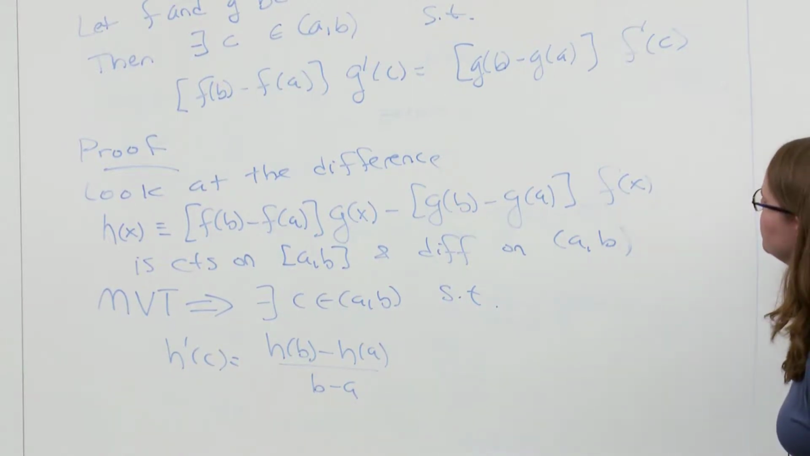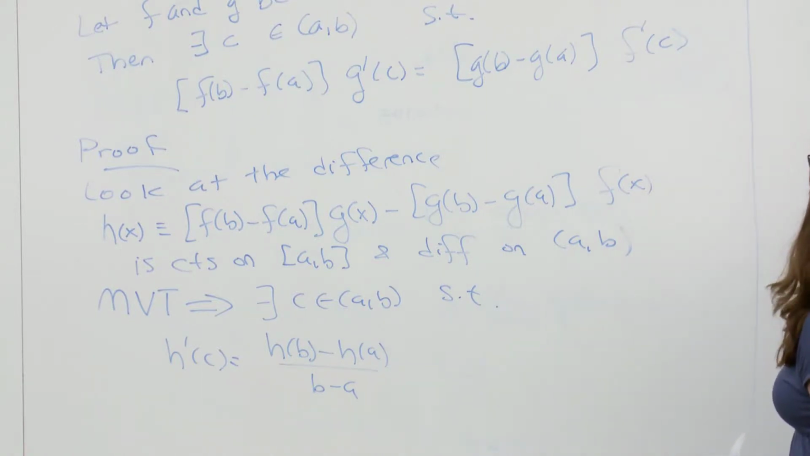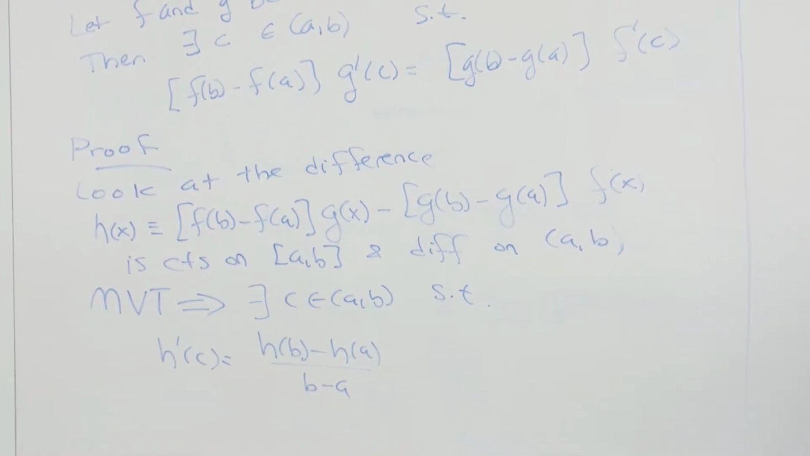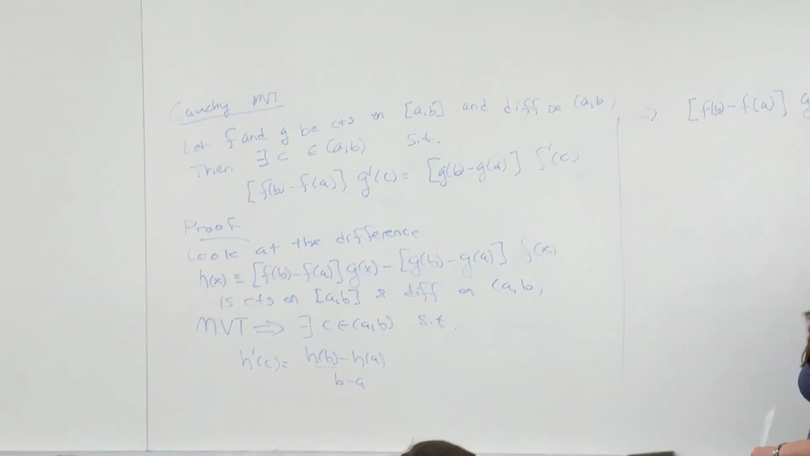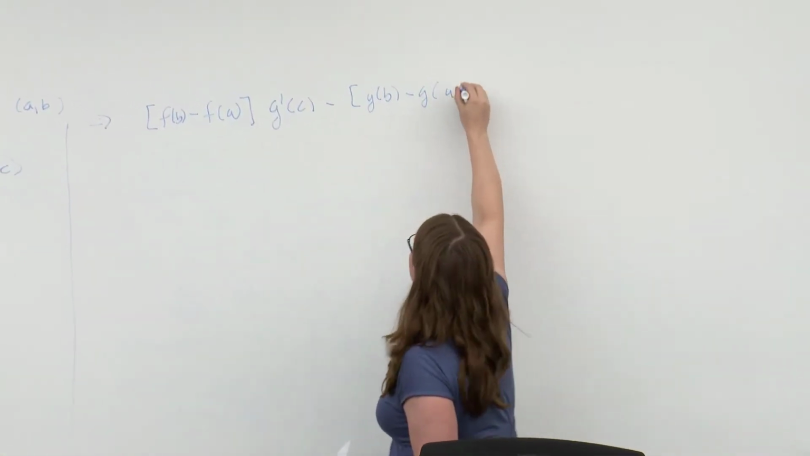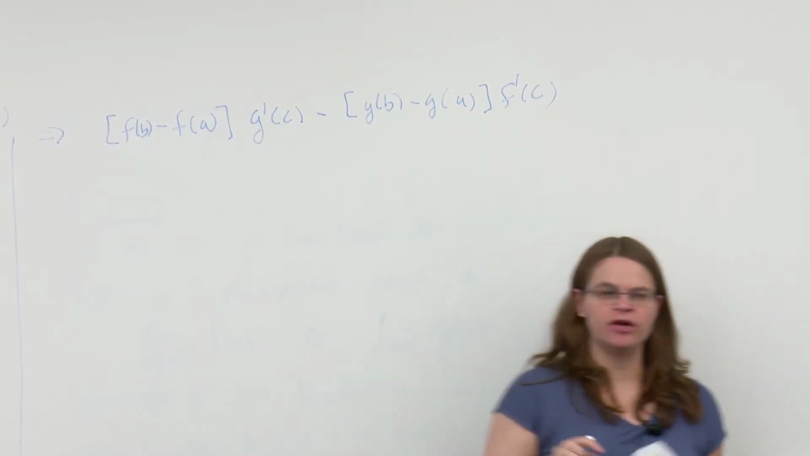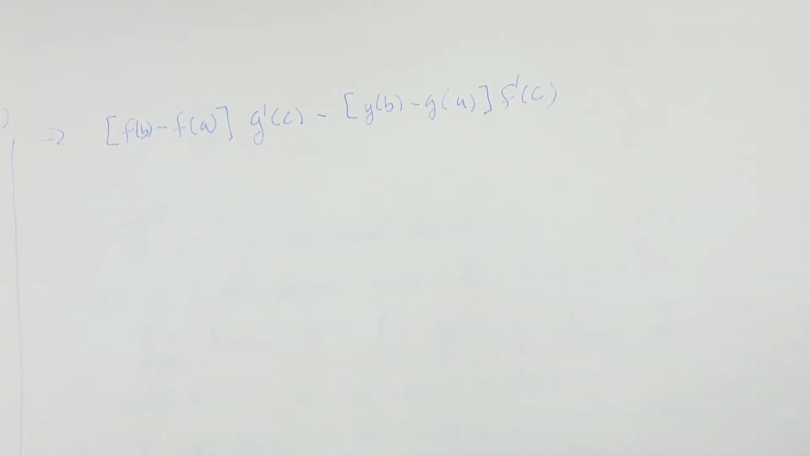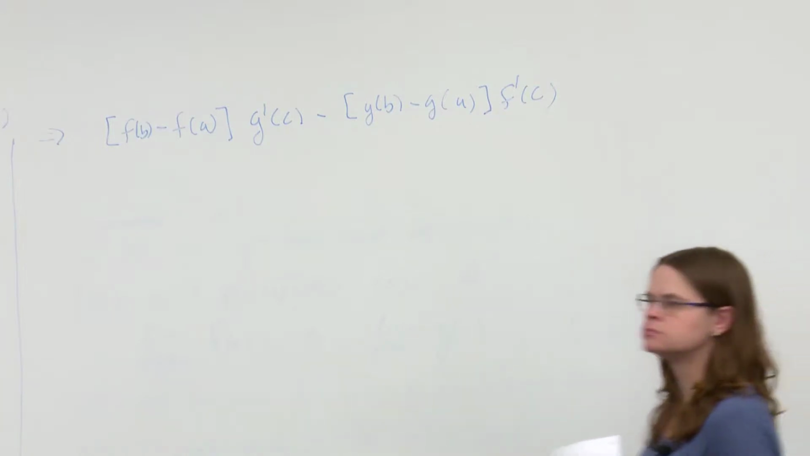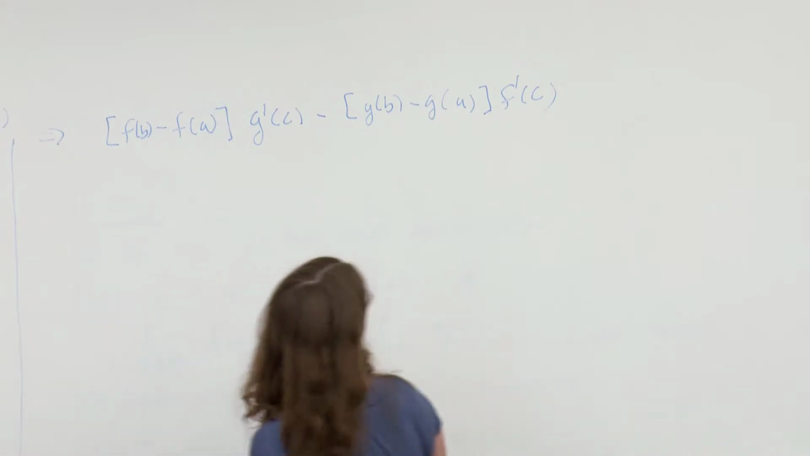Okay, so if I look at the left-hand side, h prime of c, that means that f of b minus f of a, this is just a constant. Take a derivative, I get g prime of c minus g of b minus g of a times f prime of c. That's my h prime of c there. Okay, and this is going to be equal to this ratio here.